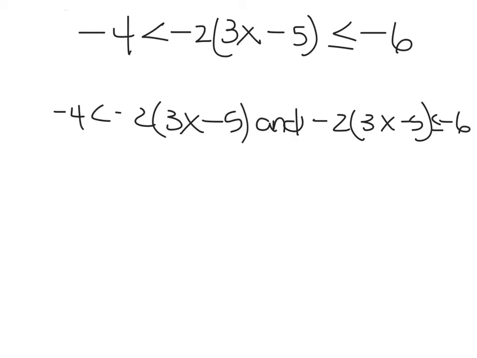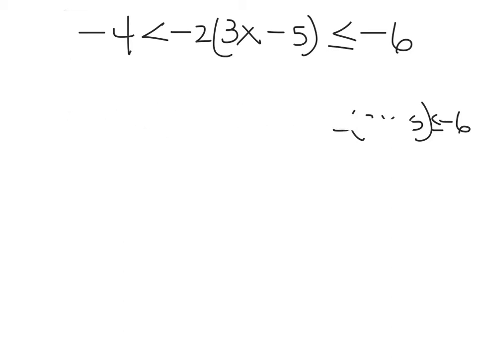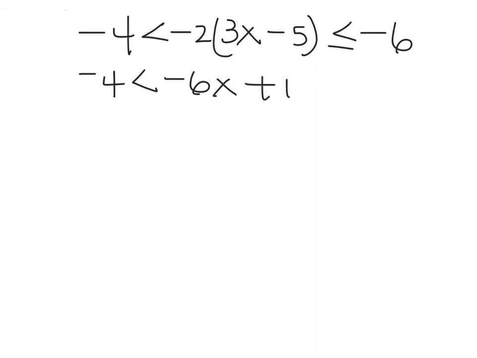But I'm going to show you there's another way to do it. So I'm going to erase what I just did. And you're welcome to do it the way I just did it. Or you can do this other way. The other way you could do it is you can kind of solve this whole problem how it is. So I can do negative 4 is less than, do the distributive property, negative 6x plus 10 is less than or equal to negative 6.